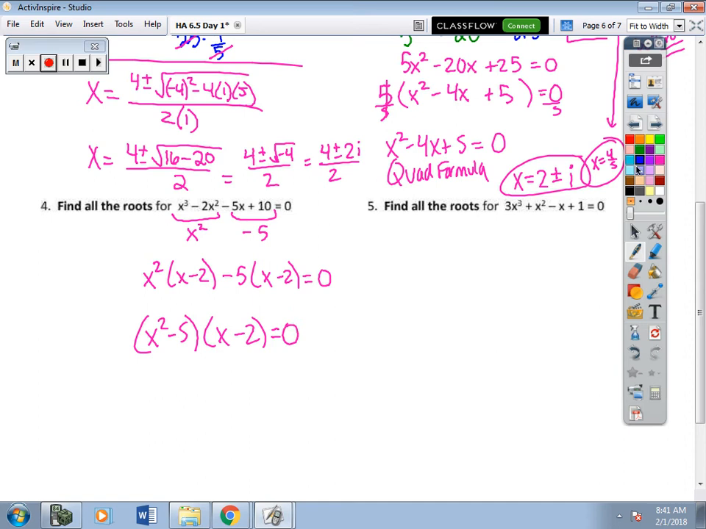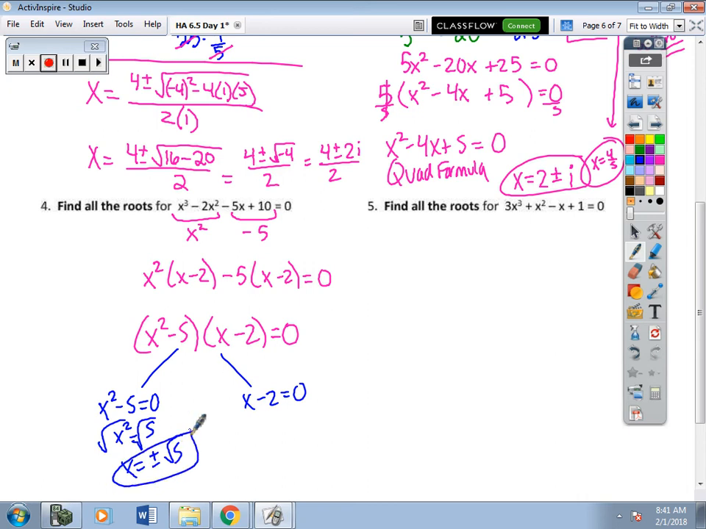This one, you are finding all the roots. You're not just factoring now, we're finding the answers. So we use our zero product property, and we solve. We don't have to use the quadratic formula because we can actually just square root. So add 5 to both sides. So positive or negative square root of 5. And add 2 to both sides, x equals 2. 1, 2, 3, 3 total, because those are all of the roots.